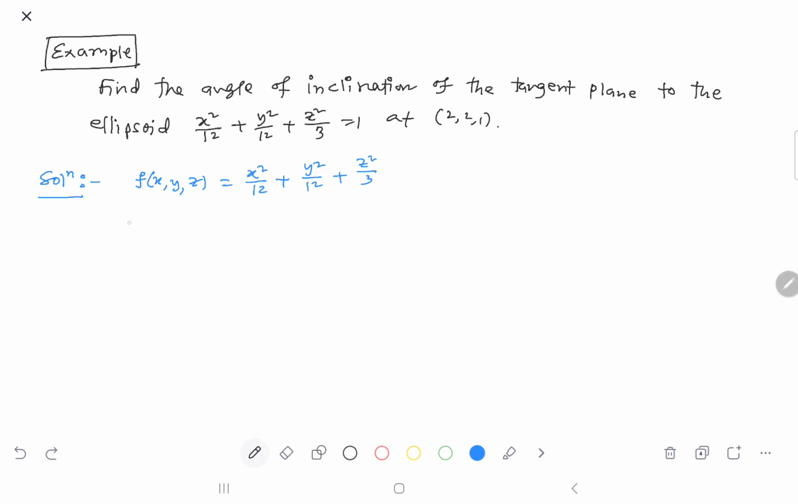Okay, so let's calculate the gradient. The gradient of this function f(x, y, z) equals, tell me, del f del x will be what? And del f del y?